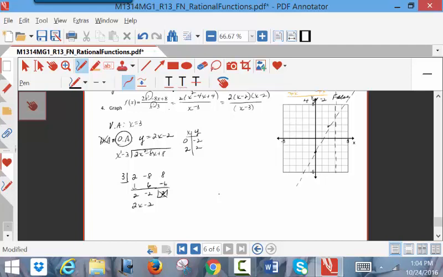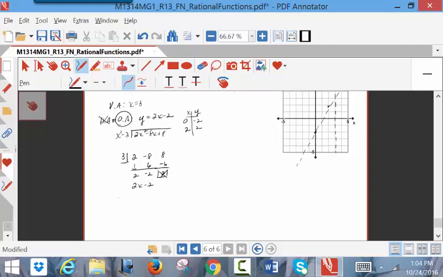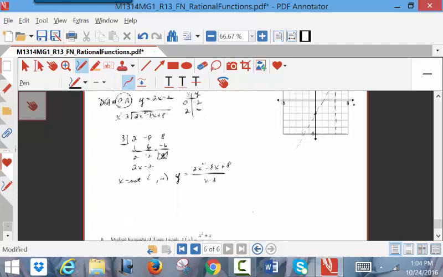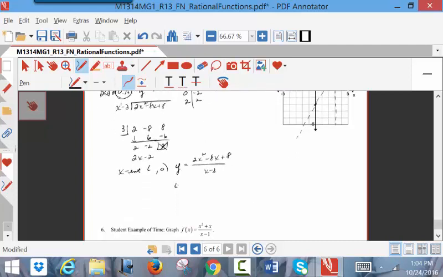Okay, so now we want to find out, do I have any x-intercepts? Those are the values where the y is 0. So I go back to my original function, 2x squared minus 8x plus 8 over x minus 3. And I replace the y value with 0.